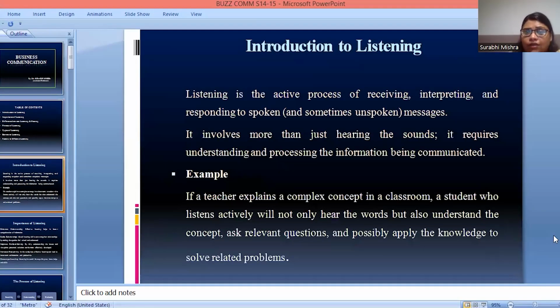So we'll be starting from the meaning of listening, what listening is all about. Listening is the active process of receiving, interpreting, and responding to spoken words or a message. As I am speaking and you are listening, it is the active process of receiving, interpreting, and responding to spoken words. It involves more than just hearing.